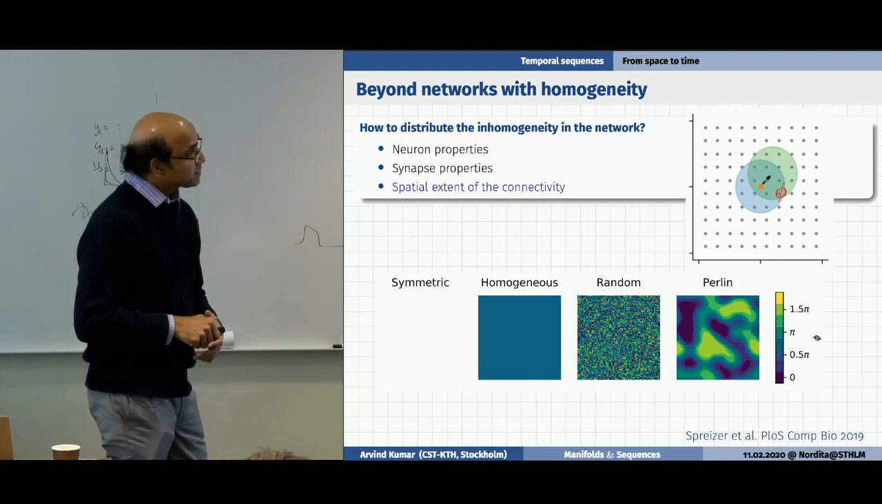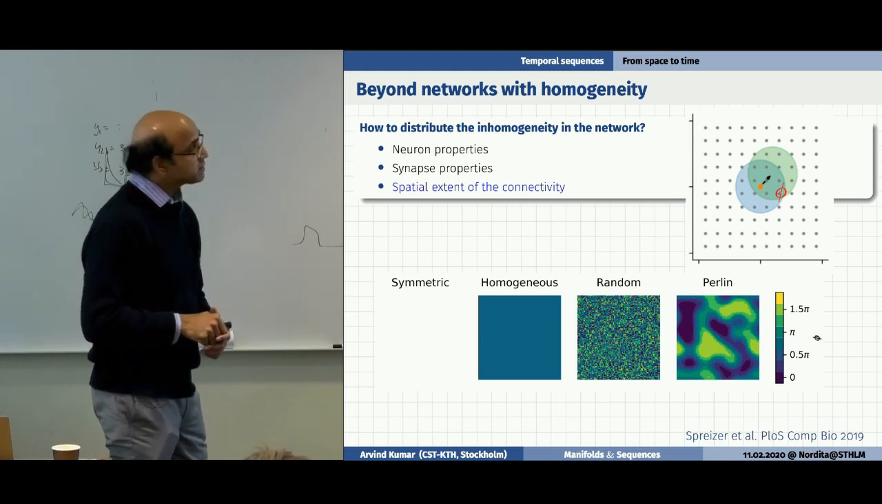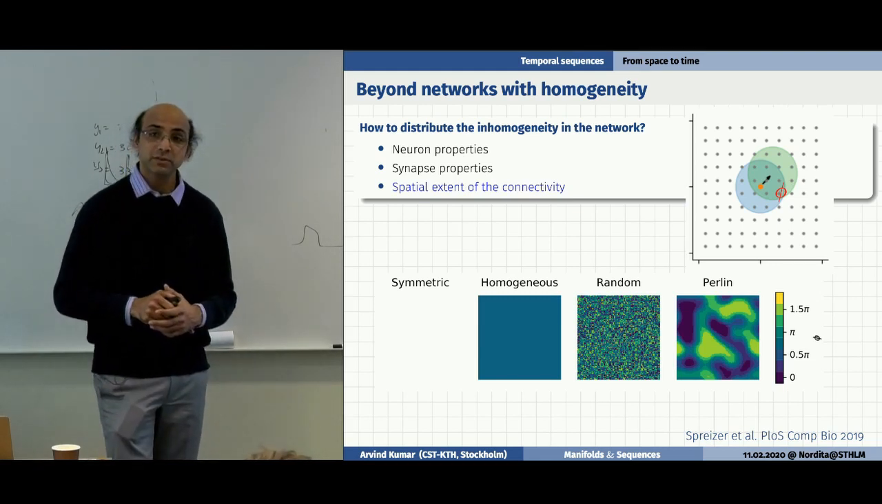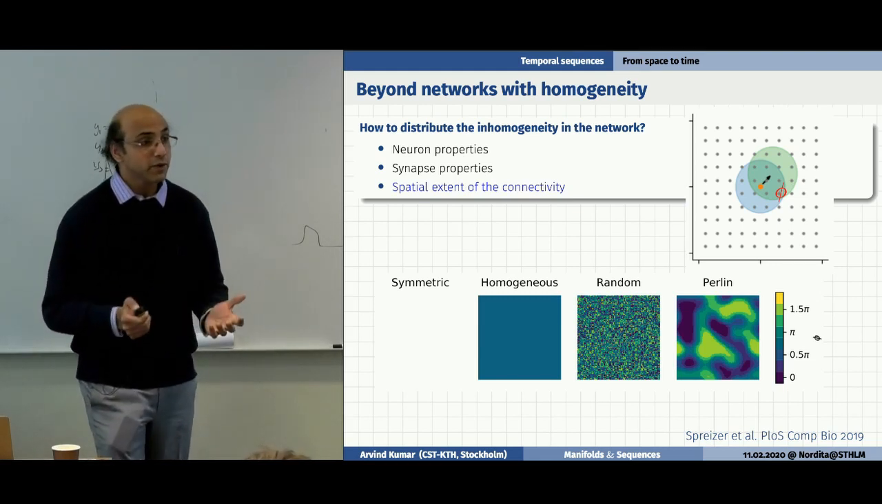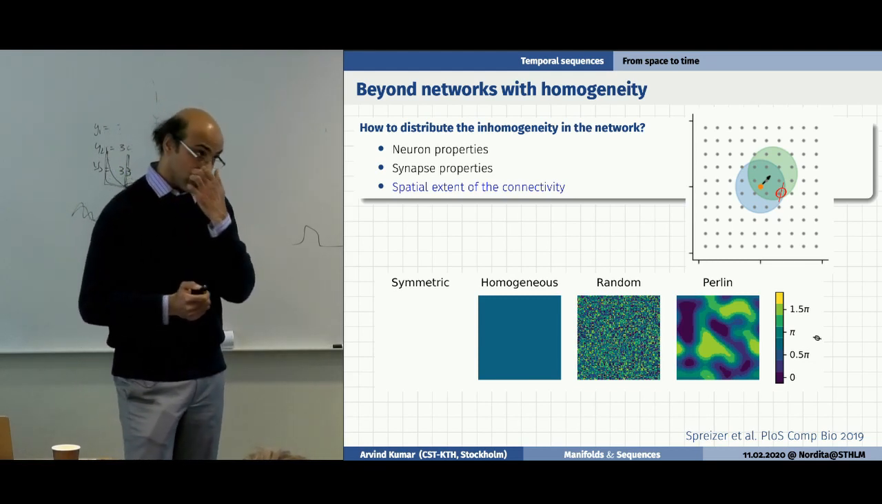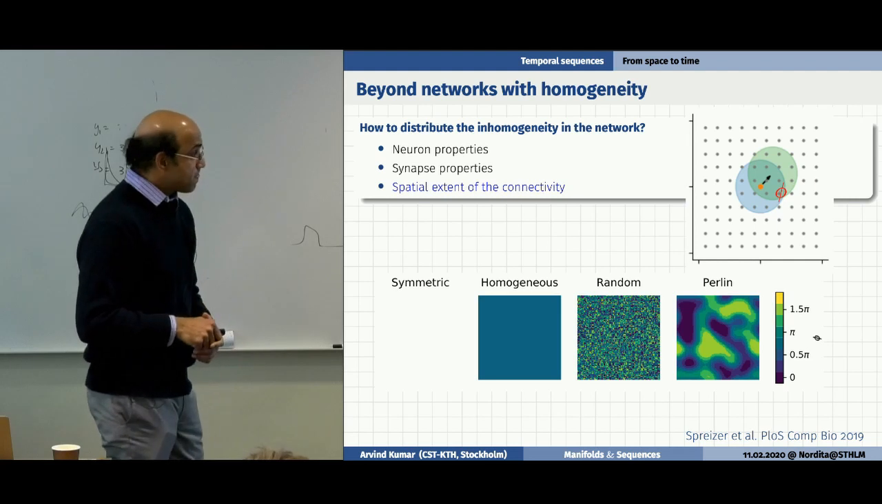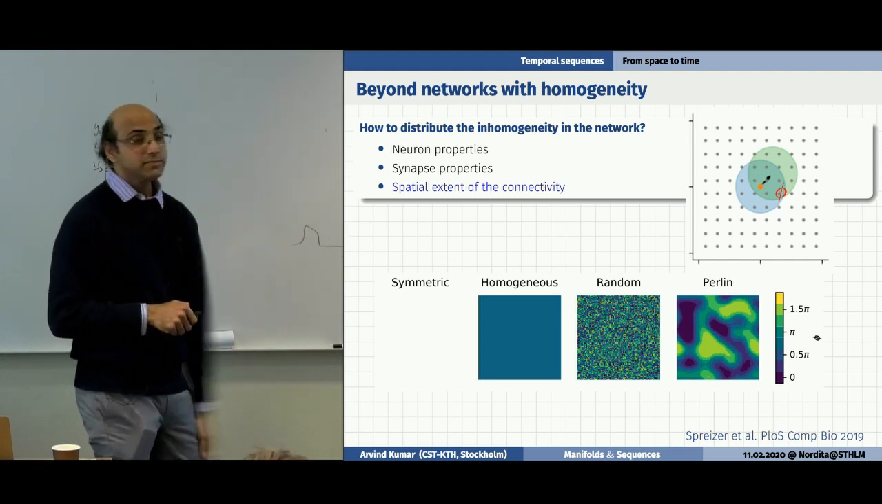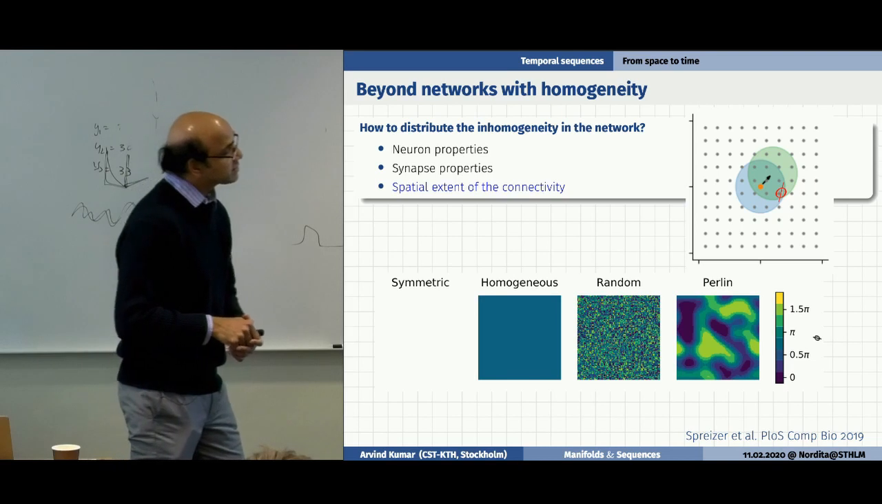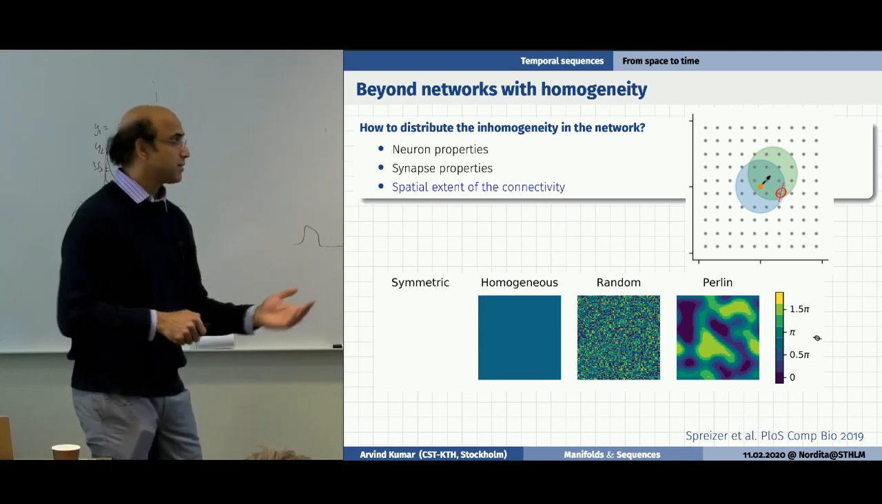Then the question came up that because this network has space, how are you going to distribute this preferential direction of each neuron? Is it going to be random for everybody? Is it going to be the same for everyone? Or is there something in between? This will be the case of homogeneous, where every neuron projects in the same direction. This will be the case where everybody has a different preferential direction. And in between these two is this spatially correlated noise.